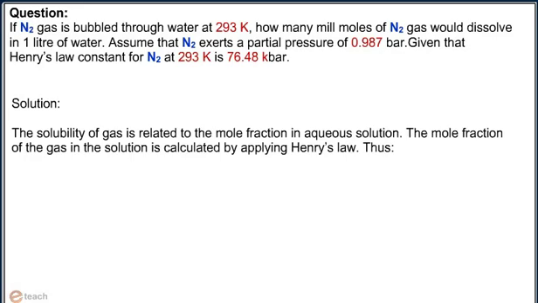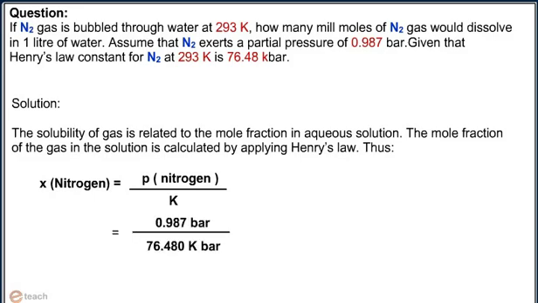Solution. The solubility of gas is related to the mole fraction in aqueous solution. The mole fraction of the gas in the solution is calculated by applying Henry's law. Thus, Xi of nitrogen equals P of nitrogen by Kh, equals 0.987 bar by 76.48 kilobar, equals 1.29 into 10 to the power minus 5.